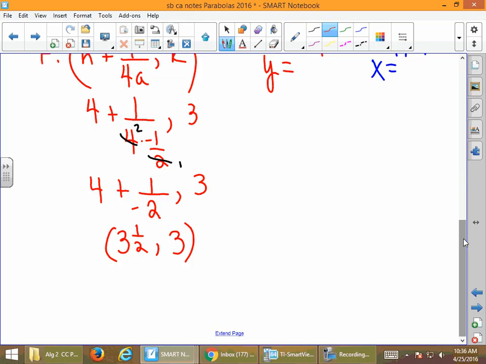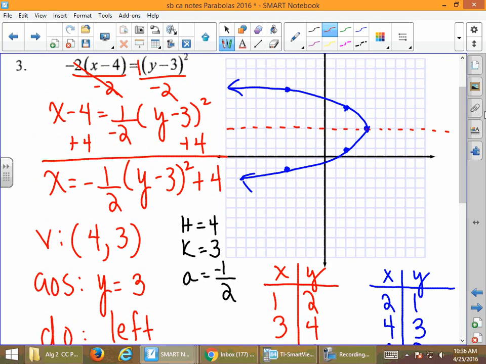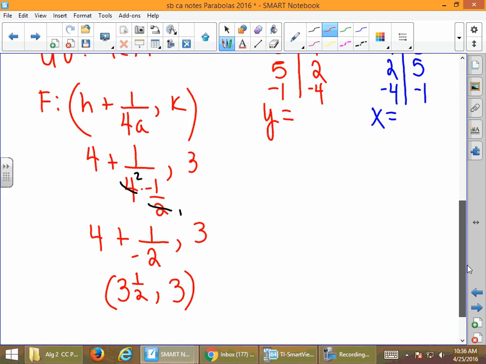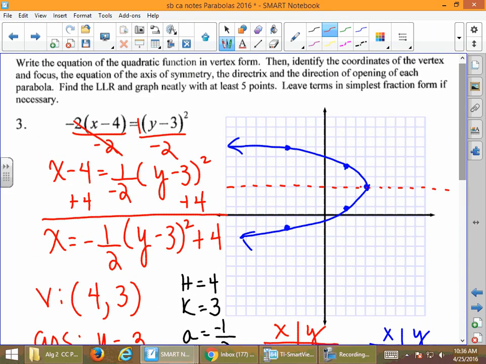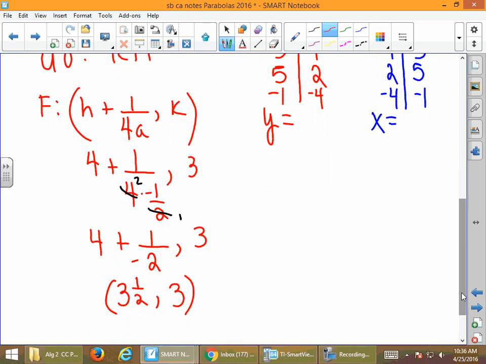Is 3.5 on the inside of the parabola, which is where the focus point should be? So 1, 2, 3.5, and then 1, 2, 3. Sure enough, there's our focus point, which means that our directrix isn't going to change much. I'm going to switch colors for a second so I can write it beside here.